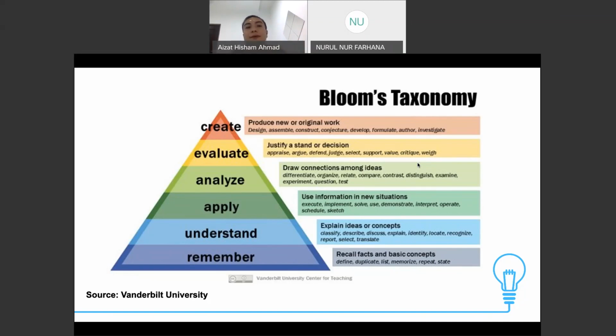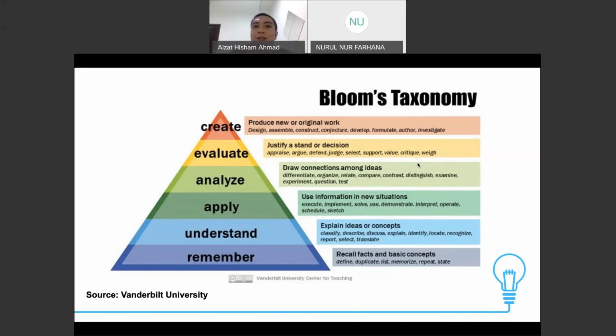If you look at the pyramid, it starts with create, evaluate, analyze, apply, understand, remember. These six taxonomies are correlated to how you want the students to be able to achieve something in terms of their learning experience. So from the learning experience, this taxonomy was created by Bloom, of course.